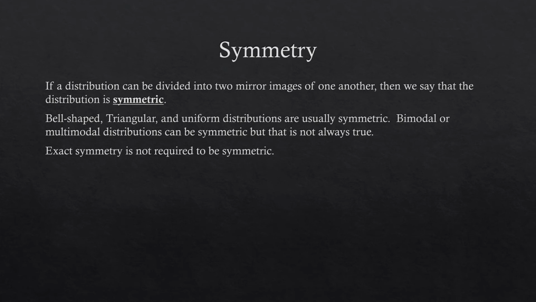So symmetry. Now I know you remember things being symmetric in geometry probably, and symmetry is the same thing here. If it can be divided into 2 mirror images, then we say it's symmetric. If you can draw the graph in the middle of a sheet of paper, fold it in half, and get 2 identical images, it's symmetric. Bell-shaped, triangular, and uniform are usually symmetric. Bimodal and multimodal can be symmetric, but they're not always, because you can have more peaks at one end than at the other end. But you can have the same number of peaks on both sides. Exact symmetry, as I said when we looked at that first graph, is not required. It just needs to be pretty close, because remember, we're talking about real world situations here.